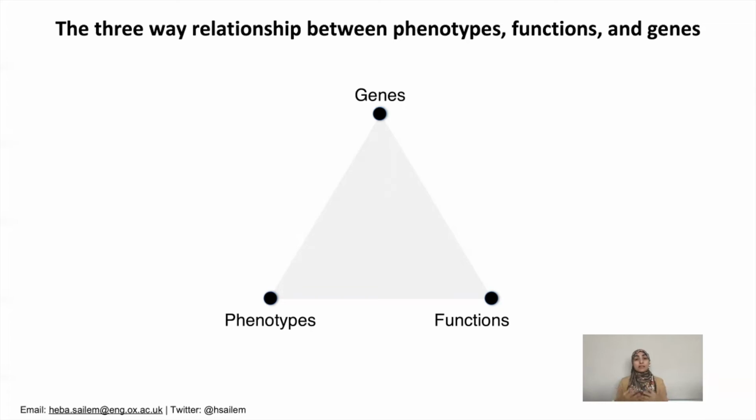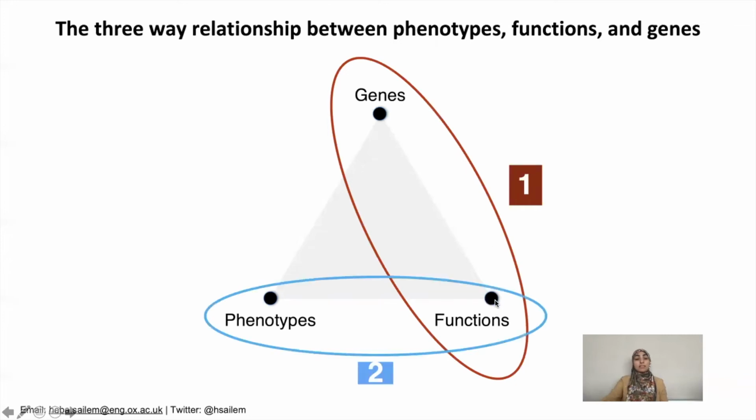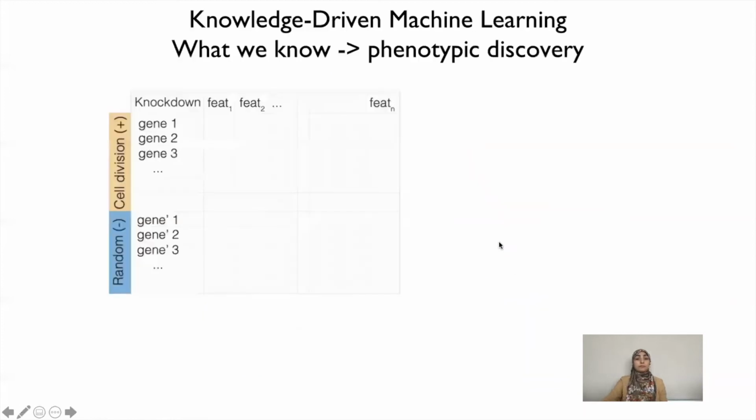So the idea that I came up with is, instead of doing clustering, why don't we start from what we know? If we know that certain genes regulate a certain function, we can look in the data to see if these genes have a specific phenotype. If we find such a phenotype, then we can ask, what are the other genes that have a similar phenotype? And from that, we can link those genes to the same function.